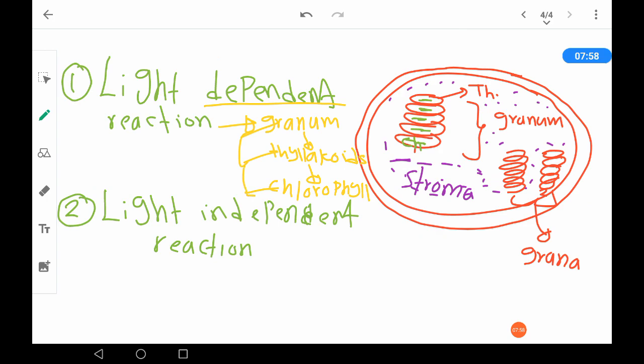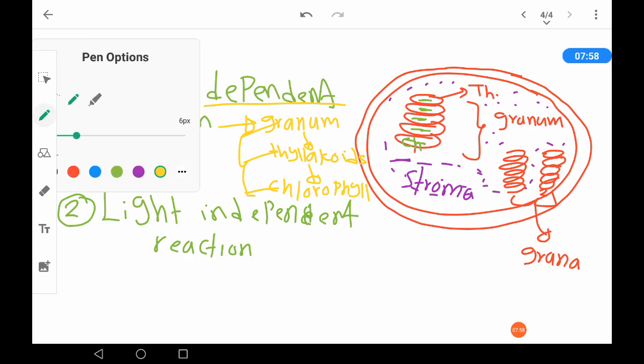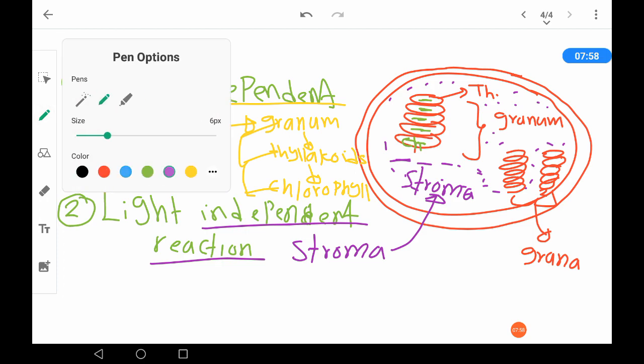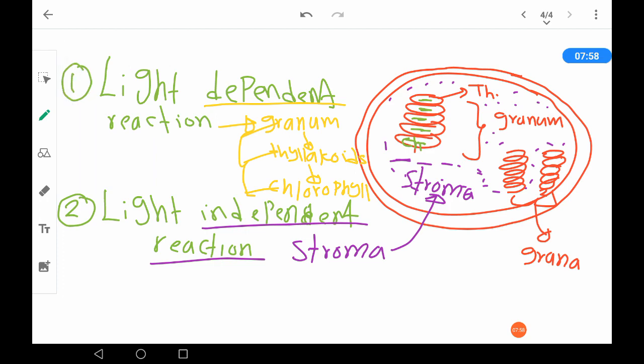The second part, the light independent reaction, means it doesn't depend on light. So it doesn't need light, so we don't have chlorophyll. It takes place inside the stroma, in this part. Inside the stroma. Light independent reaction has another name, we called it Calvin cycle.